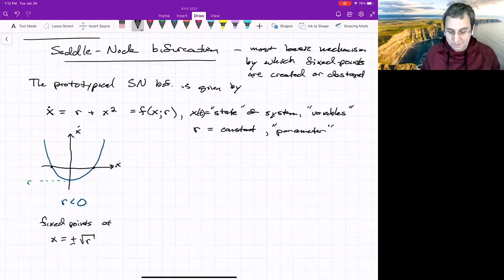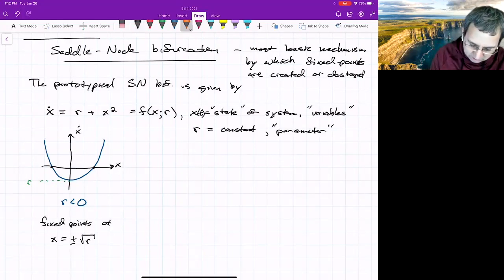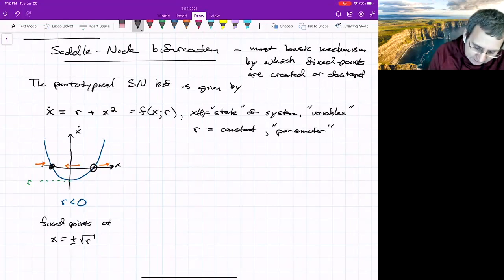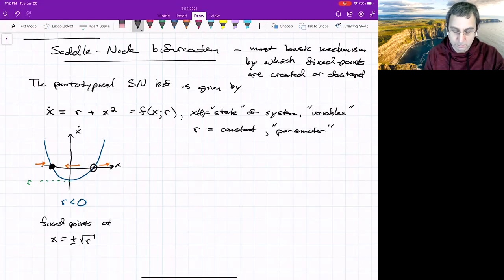Okay. Now, are they positive or negative? That's pretty easy to figure out. We just look at, over here where X dot is negative, it's going to the left. And over here where X dot is positive, it's going to the right. So we've got that this point, X equals positive square root of R, is unstable, and X equals negative square root of R is stable. Okay.